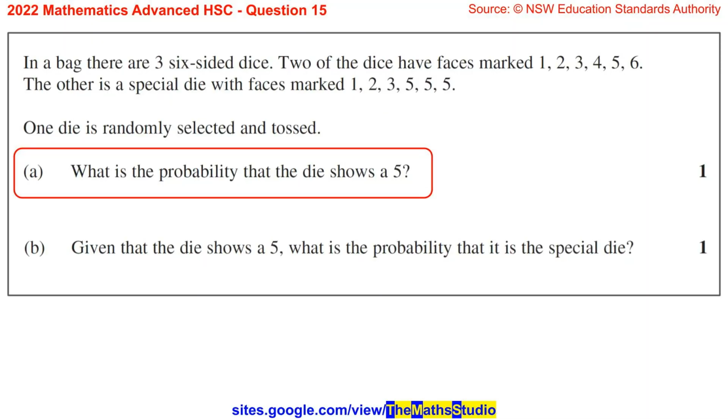Question 15. In a bag there are 3 six-sided dice. 2 of the dice have faces marked 1, 2, 3, 4, 5, 6. The other is a special die with faces marked 1, 2, 3, 5, 5, 5. One die is randomly selected and tossed. Part A. What is the probability that the die shows a 5?